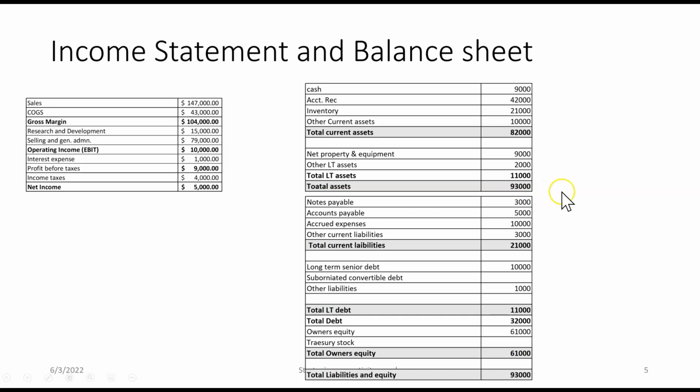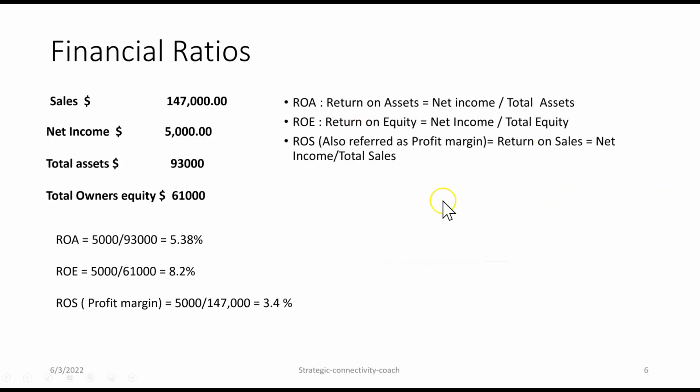liability and equity. So what we want to do is start to think about some of the ratios that we are familiar with. If I take that information from the prior chart and bring in the data we need, sales was 147, net income was 5, total assets was 93, equity was 61. From there we can calculate return on assets to be 5.38%. Return on equity is 8.2%, and return on sales is 3.4%.